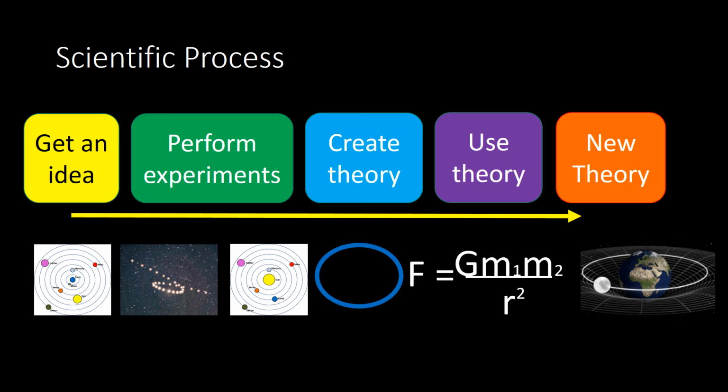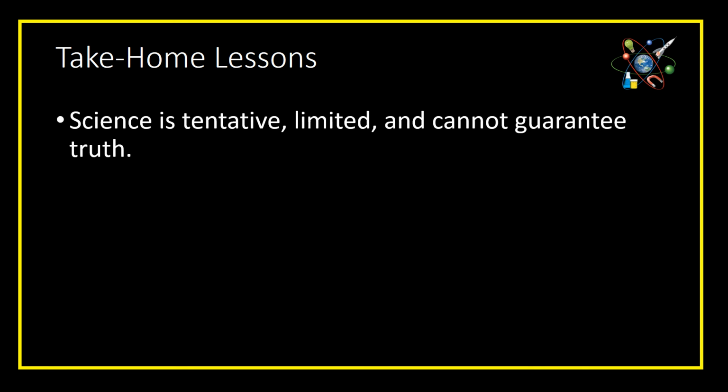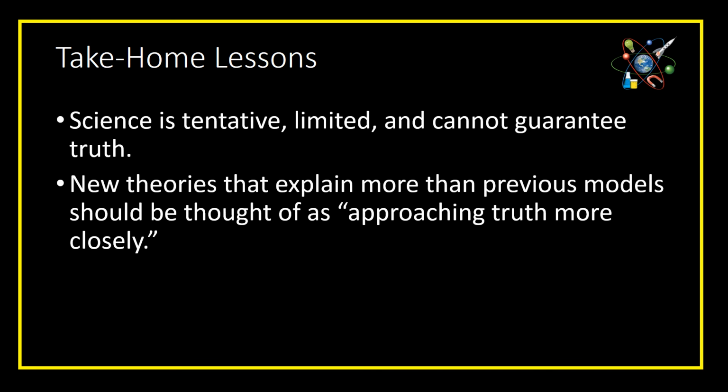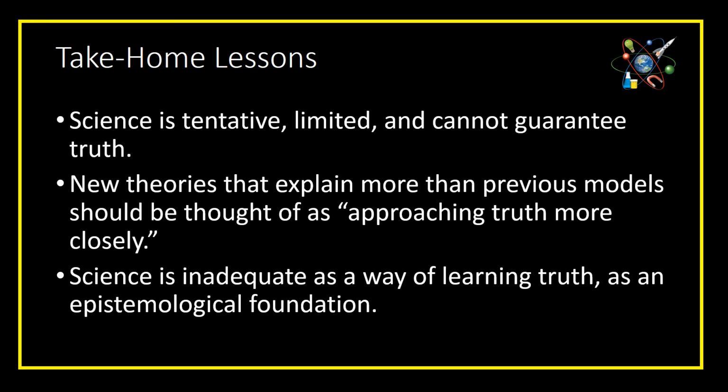This historical sequence of scientific models and paradigm shifts should bring home a fundamental truth about science itself. Science is tentative, limited, and cannot guarantee truth. The results of science are undoubtedly useful, but may not be true in any real sense. New theories that explain more than previous models should be thought of as approaching truth more closely, but history gives us no reason to believe that all errors of observation or interpretation have now been eliminated. Although science is an incredibly valuable tool, it is inadequate as a way of learning truth.